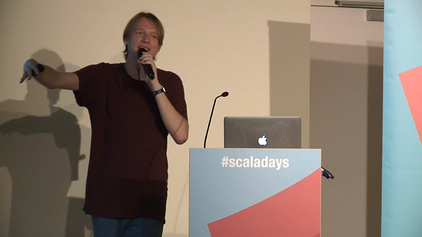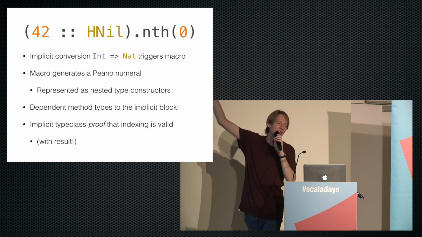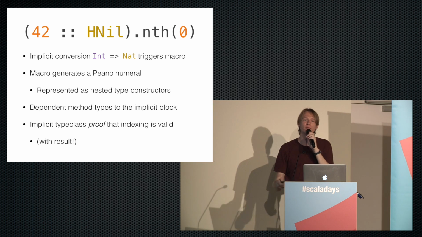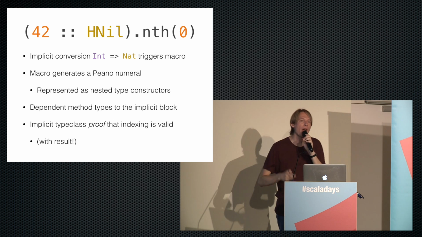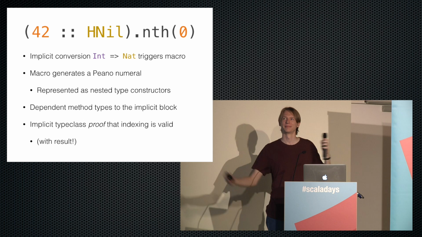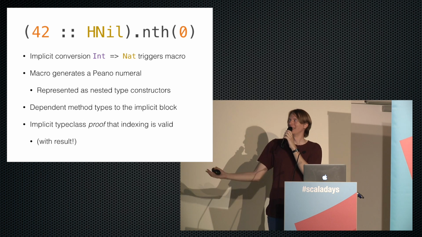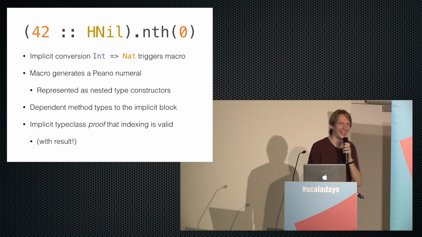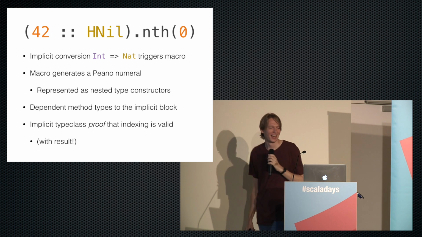All right, let's take a step back. Like, we're kind of way down in the weeds here. Let's think about the horror that we just inflicted on the world, right? So 42 cons HNil, nth of 0. What is going on here? Well, there's an implicit conversion from int to nat that triggers a white box macro, that generates a Peano numeral, which is represented as nested type constructors. And then we use dependent method types to carry this type to the implicit block, and we find a proof that indexing is valid for this specific HList, and just for fun, we return the result. Abracadabra.